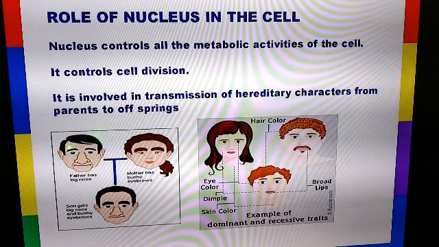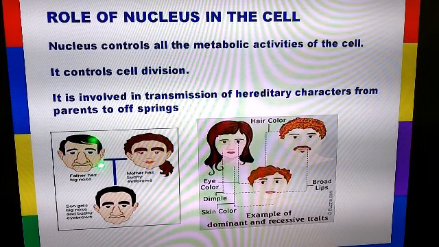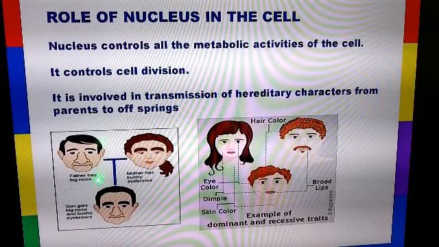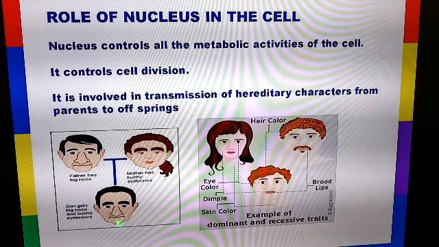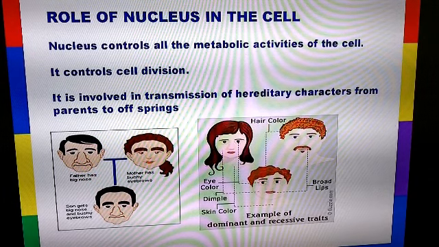Here you can see that there is a father, a mother, and a son. The father has got a big nose, but the mother has got a small nose. The feature of big nose is being passed from the parent to the child. You can see the child has inherited a big nose from the father. So which trait is passed from the parent to the offspring? The trait of having a big nose has been passed from the parent to the offspring.